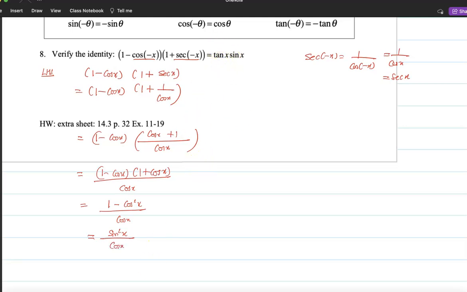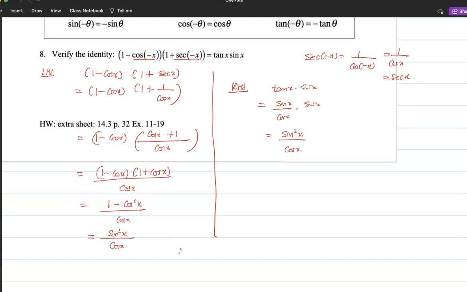Now you can leave this here. I'll show you another method. Now you can also do the right hand side separately. What's your right hand side? Tan x sin x. What's your tan x? Sine upon cos. Sin x over cos x, into sin x. So that's your sine squared x upon cos x. So the same thing. Therefore left hand side is equal to right hand side. Nice.